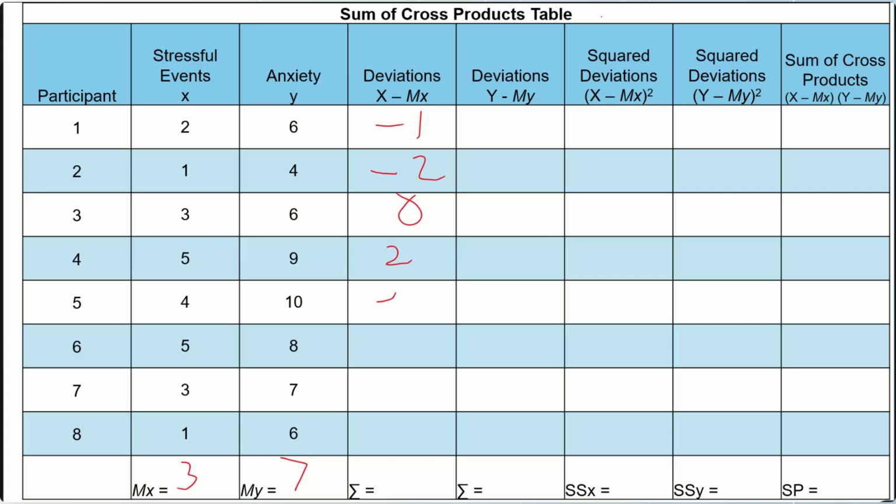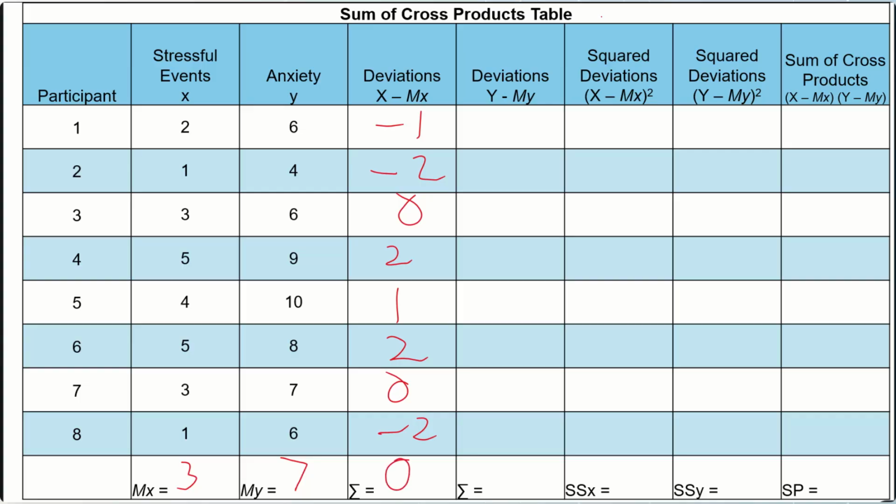See, that's why we double check. Positive 1. 5 minus 3 is 2. 3 minus 3 is 0. 1 minus 3 is negative 2. And so we're going to double check because, when you do it in your head, sometimes you got to double check. So negative 1 plus negative 2 plus 0 plus 2 plus 1 plus 2 plus negative 2 equals 0. Success. So that's what it should be.